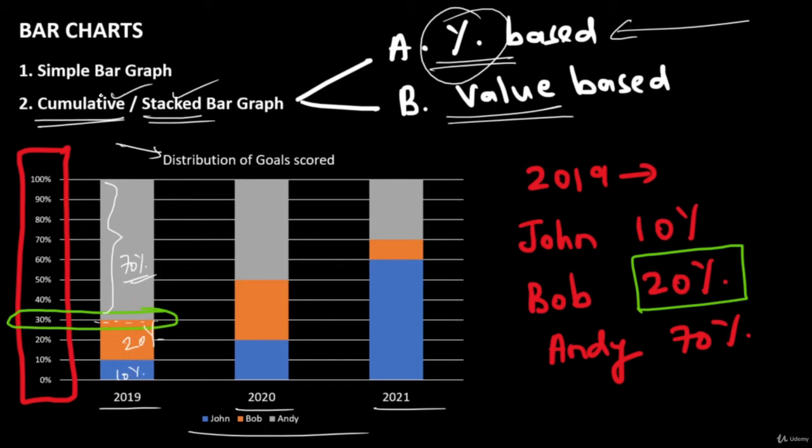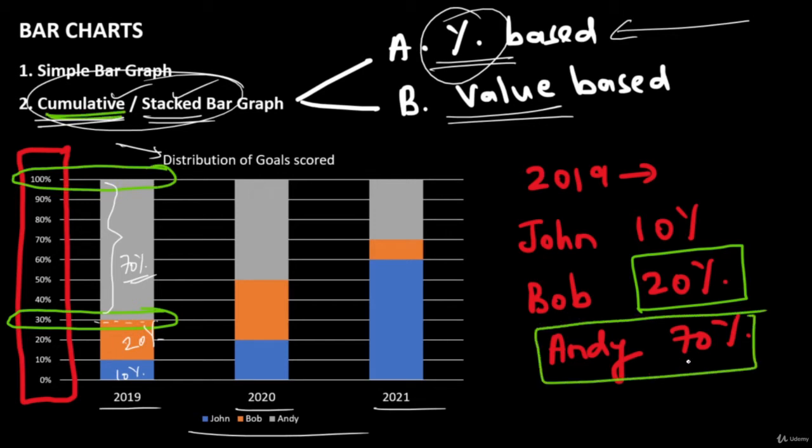So that is what we call a cumulative or stacked bar graph. What about John? That's over here 10 itself because there's nothing below him, right? But what about Andy? Andy, you can see over here that's 100%, right? That's because you have 70 plus 10 plus 20. So that's how you get to 100. 70 plus 20 plus 10. All right. So that's a cumulative stacked bar graph.